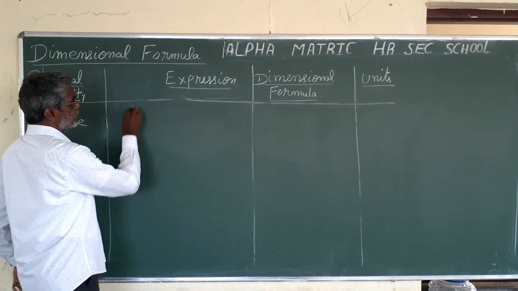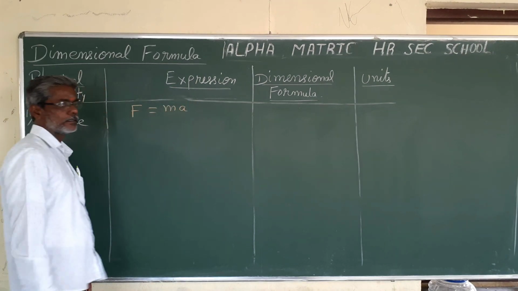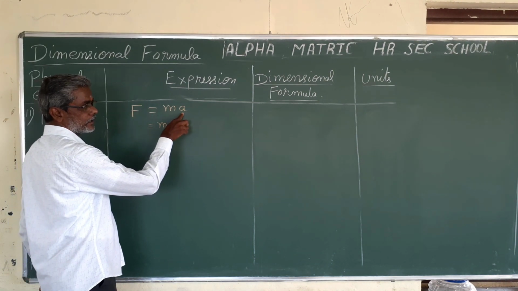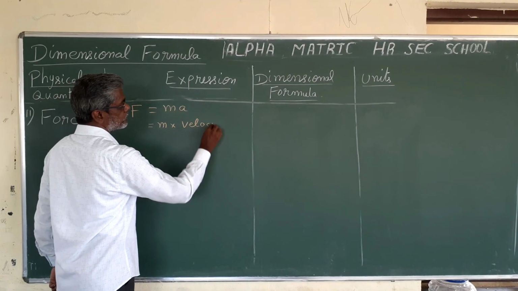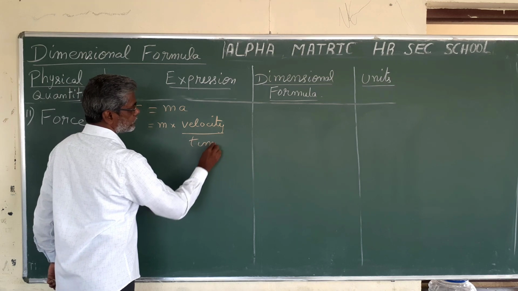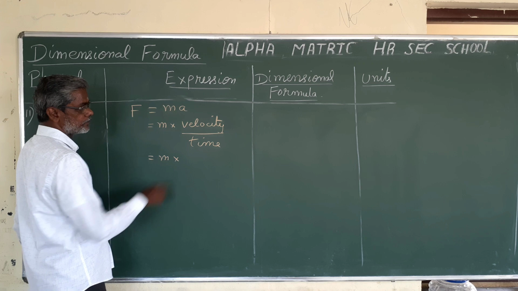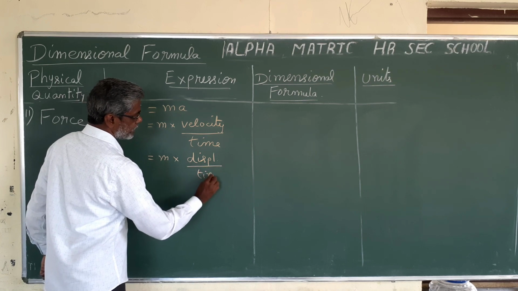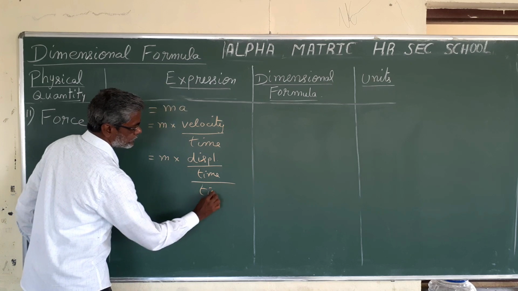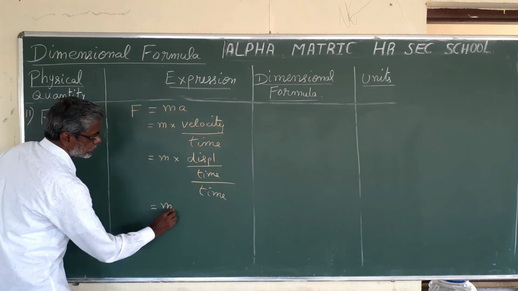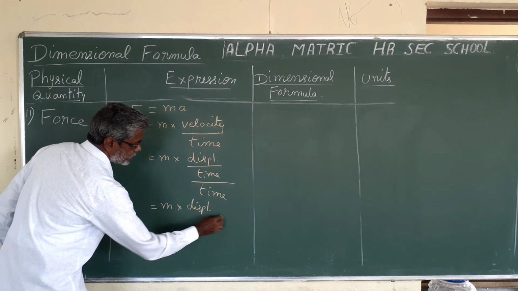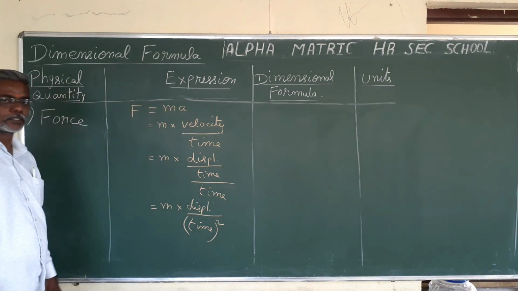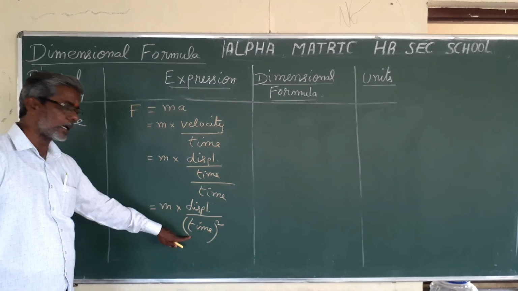force. What is the formula for force? F is equal to mass into acceleration. F is equal to ma. It is mass into acceleration. What is the formula for acceleration? Change in velocity by time. So mass into velocity over time. What is the formula for velocity? Displacement by time. Now mass into displacement, bring this time to here, it becomes time square. Understood? Now mass is a fundamental, this one is fundamental, time is also fundamental.